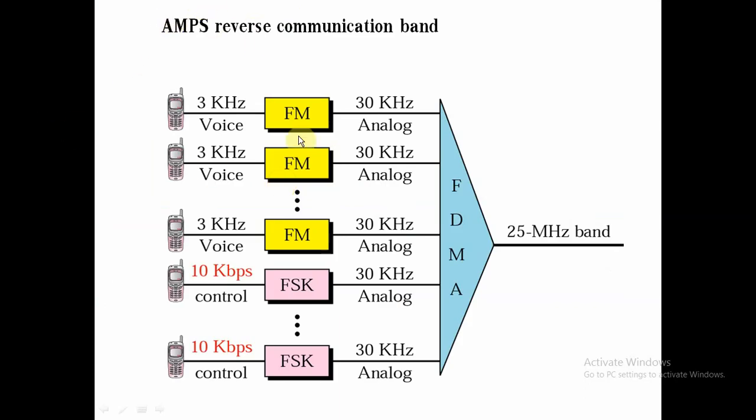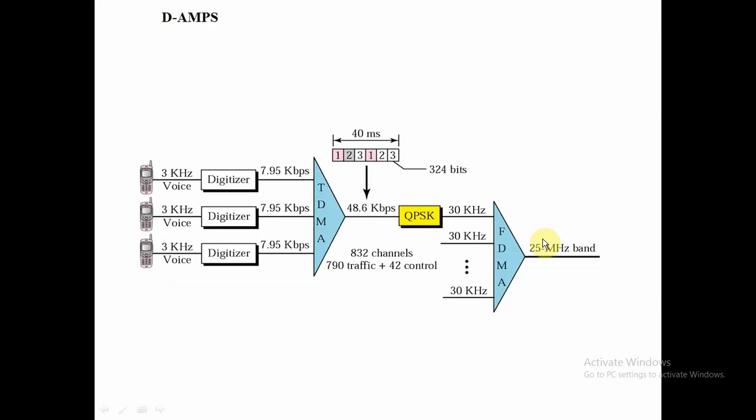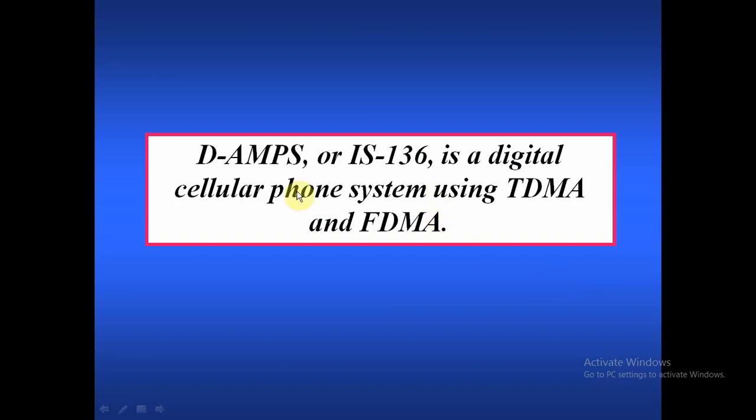The AMPS reverse communication band is a 25 MHz band, taking the voice signal by FM, frequency modulation of the analog signal, which is 30 kHz. Then the types of second generation cellular phone systems are D-AMPS, related to TDMA, FDMA, and GSM for TDMA, FDMA. Here we use Interim Standard 136. The last one is CDMA, Interim Standard 95. Then we see the details of D-AMPS using QPSK with time slots and frequency slots. D-AMPS, as well as Interim Standard 136, is a digital cellular phone system using TDMA and FDMA.